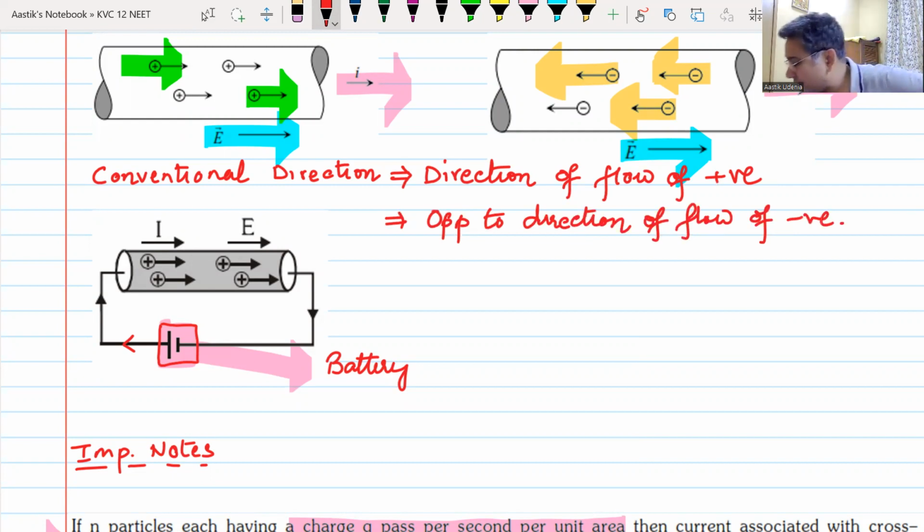The direction of flow of current is the direction of flow of positive charges, which is the same as the direction of electric field. You can also write it here: same as the direction of electric field, or it is opposite to the direction of flow of negative charges. I hope that we will remember it.